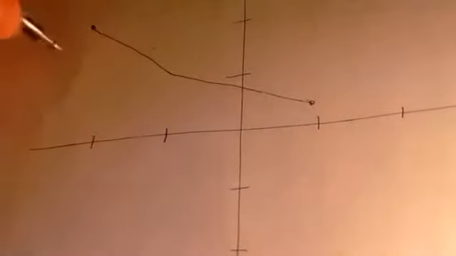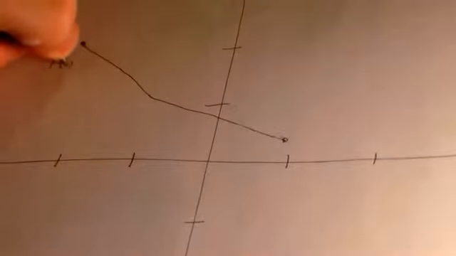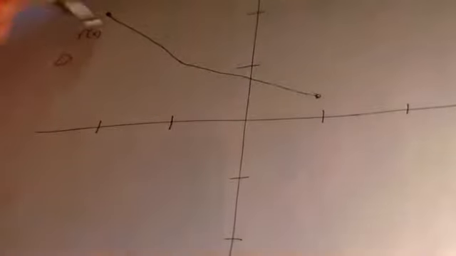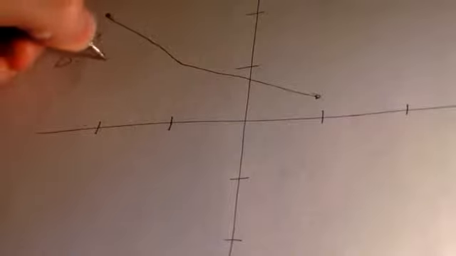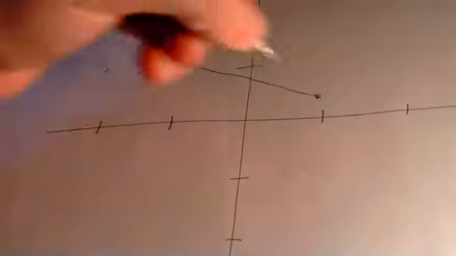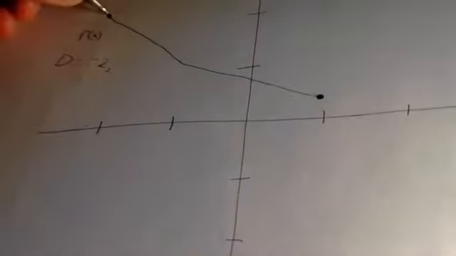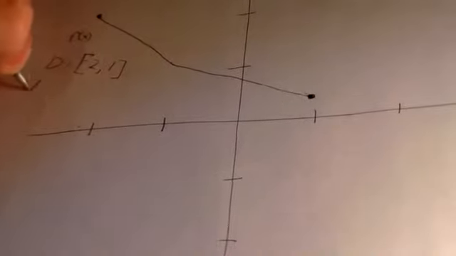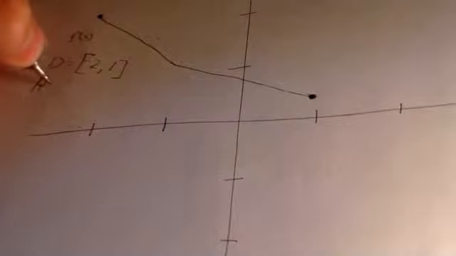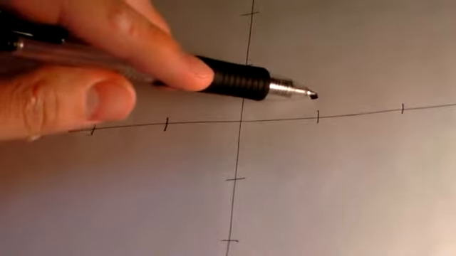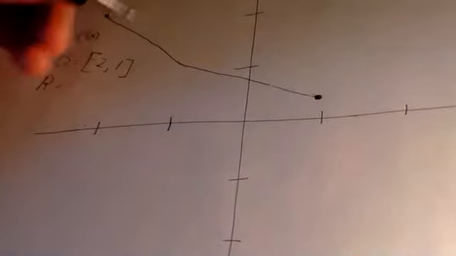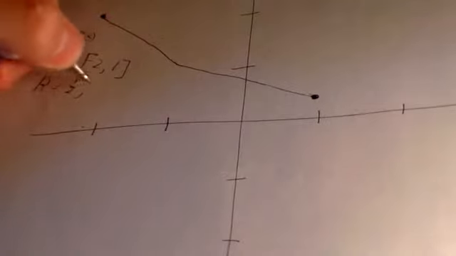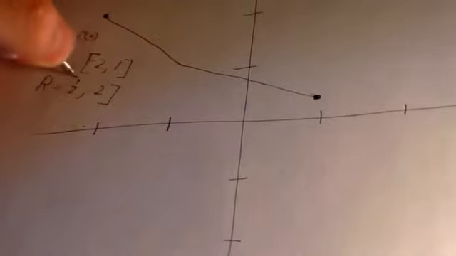Now if we look at the domain of this function right here, we see that the domain goes from -2 to 1, and it's inclusive. These are solid filled lines. So -2 to +1. If we look at the range, we'll see that the range goes from about 1/2 to about 2. And again, it's inclusive.